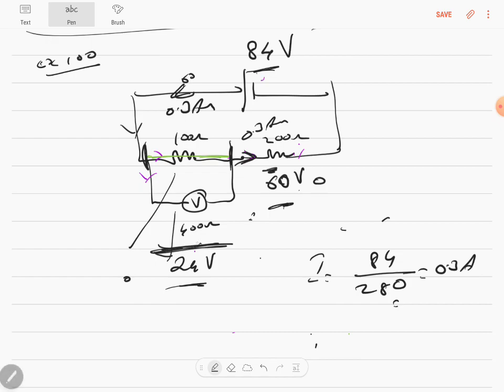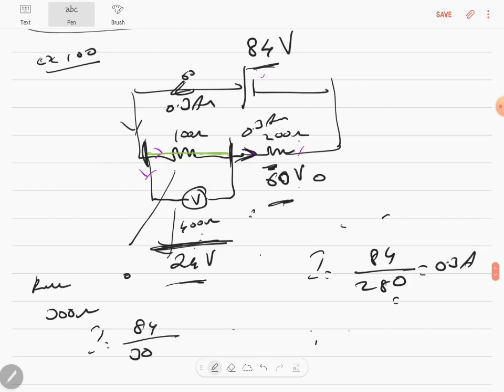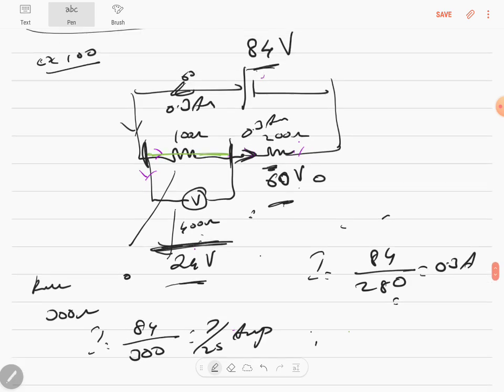Before the voltmeter is connected, the 400 will not even come into play. So it will be 100 plus 200, which is 300, the equivalent resistance. Correct? Then I is equal to V by R, which will be 84 by just 300. So 84 by 300 is 7 by 25 amps. That will be the current which is going to flow through.